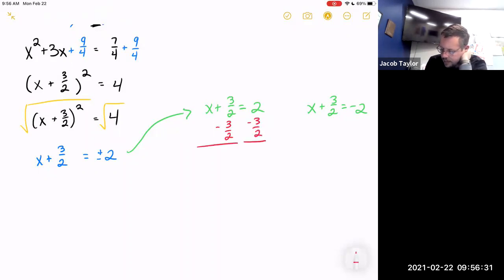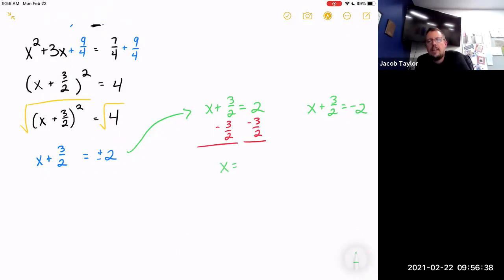You may want to use a calculator for this part if you're not such a stud with fractions. Or you could just be a real man like Brock and tell me the answer right now. Brock, go! 2 minus 3/2.